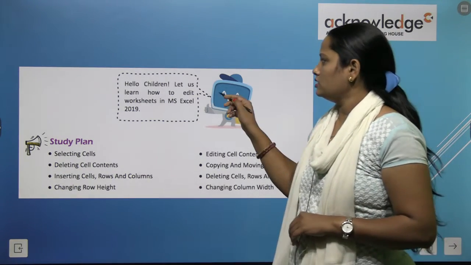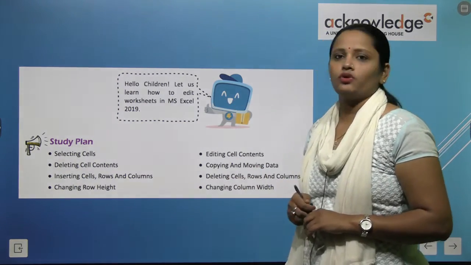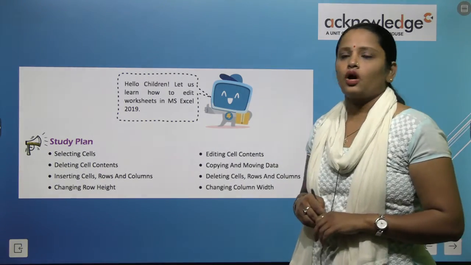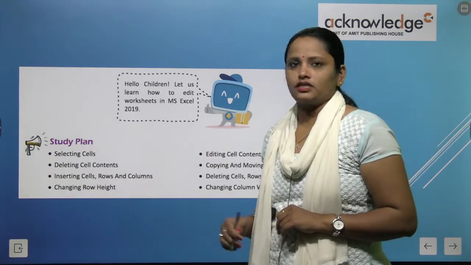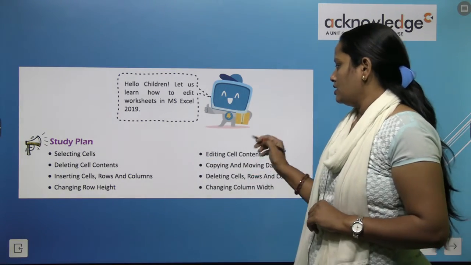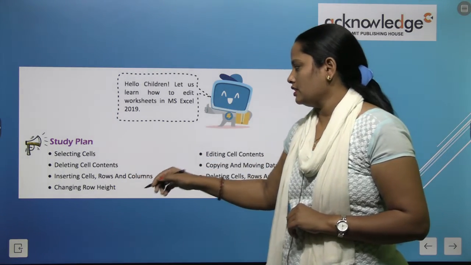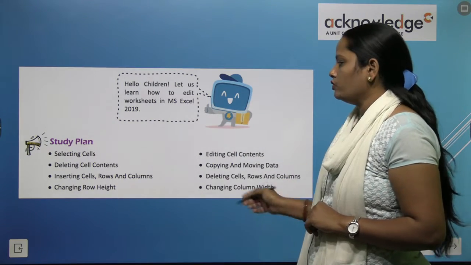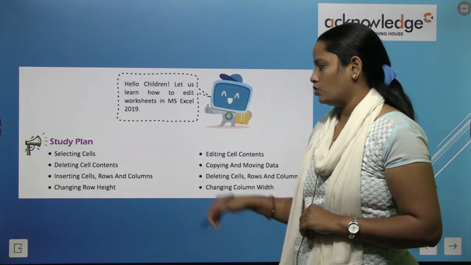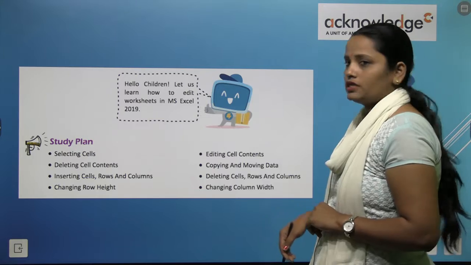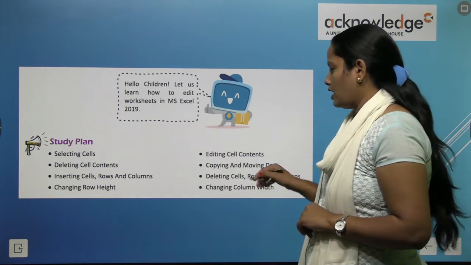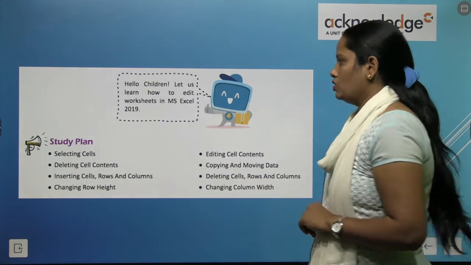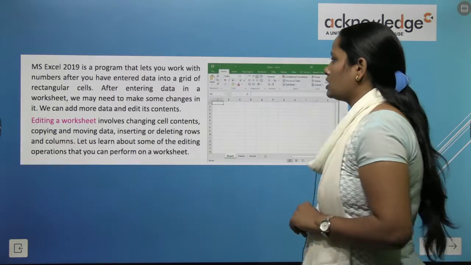Hello children, here let us learn how to edit worksheets in MS Excel 2019, and in this chapter we are going to learn about selecting cells, editing cell content, deleting, copying, moving, inserting cells, row and column, deleting cells, row and column, changing row height and column width. So all these things we are going to learn in this chapter.